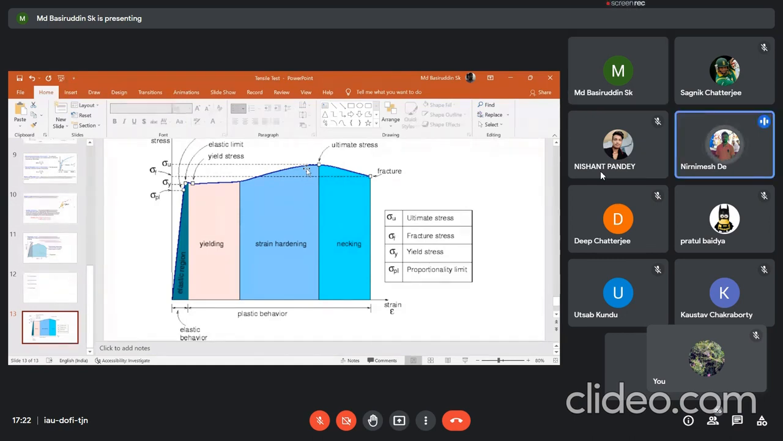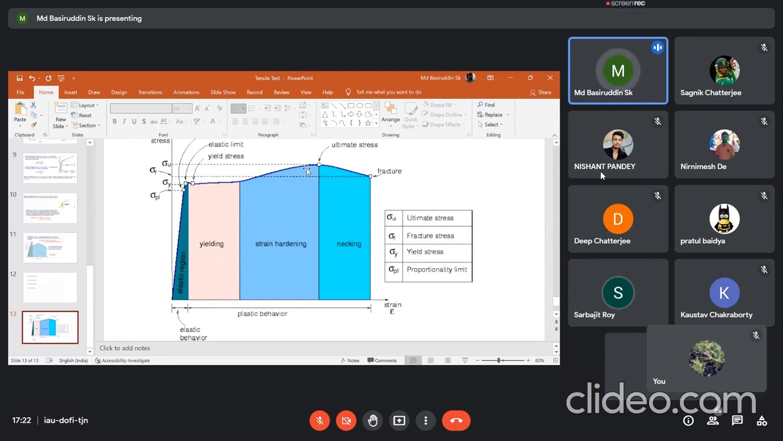Sir, in sheet metal forming, the n value is important. So the curve will be linear. Just think, huh? Just think.